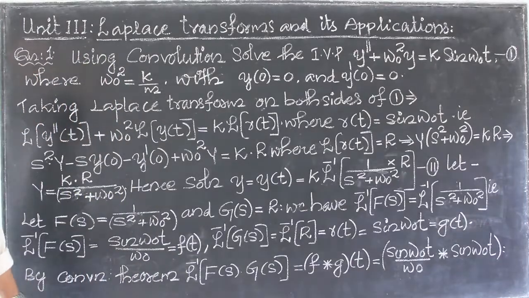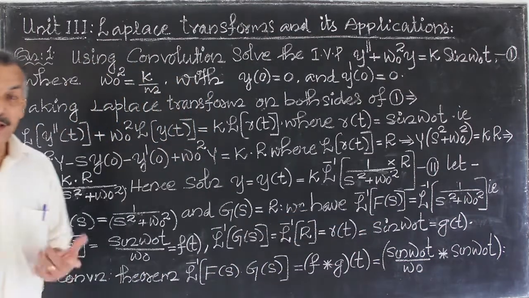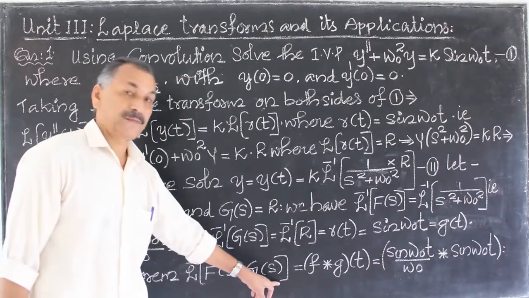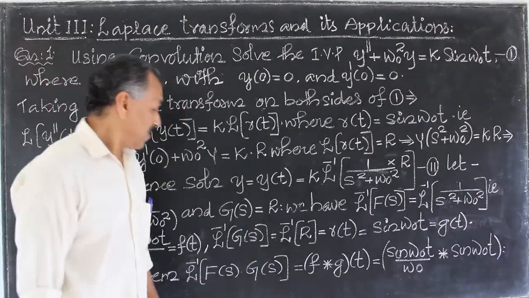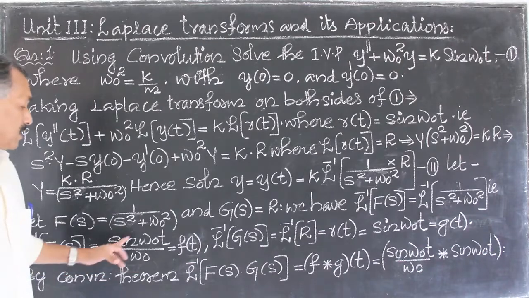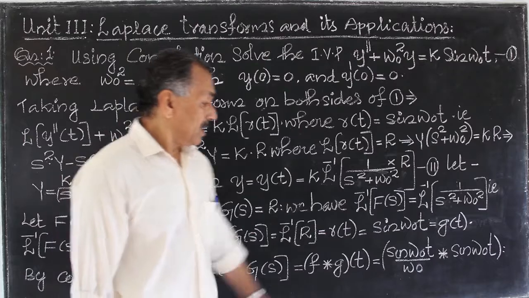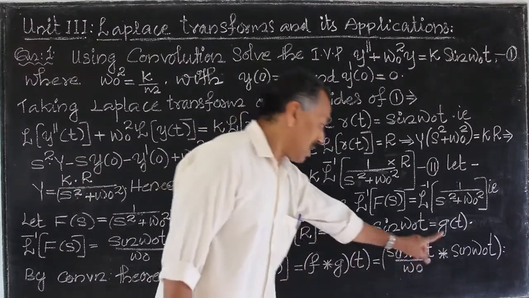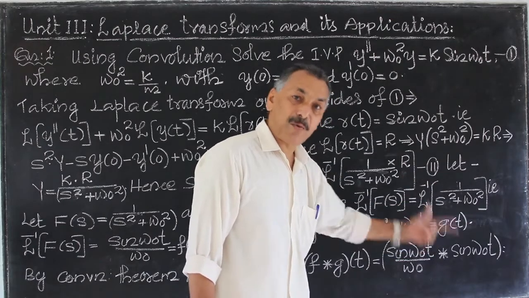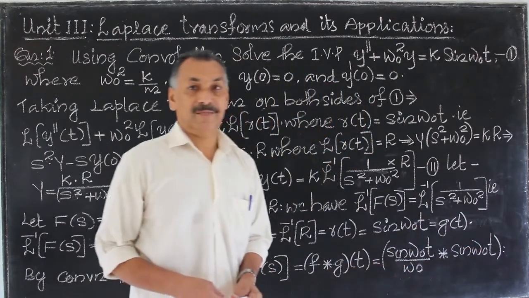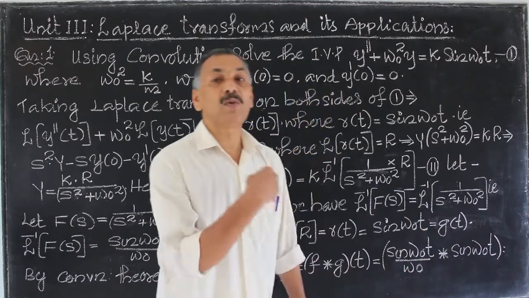Then by convolution theorem, L inverse of F(s) is equal to small f of t, L inverse of G(s) is equal to small g of t, then L inverse of F(s) into G(s) is equal to f convolution g of t. What is L inverse of F(s)? L inverse of F(s) is equal to sin omega naught t divided by omega naught. f convolution g of t is sin omega naught t divided by omega naught convolution g. g means L inverse of capital R, which is equal to small r, the value sin omega naught t. Another sin omega naught t after sin omega naught t, with 1 divided by omega naught outside.